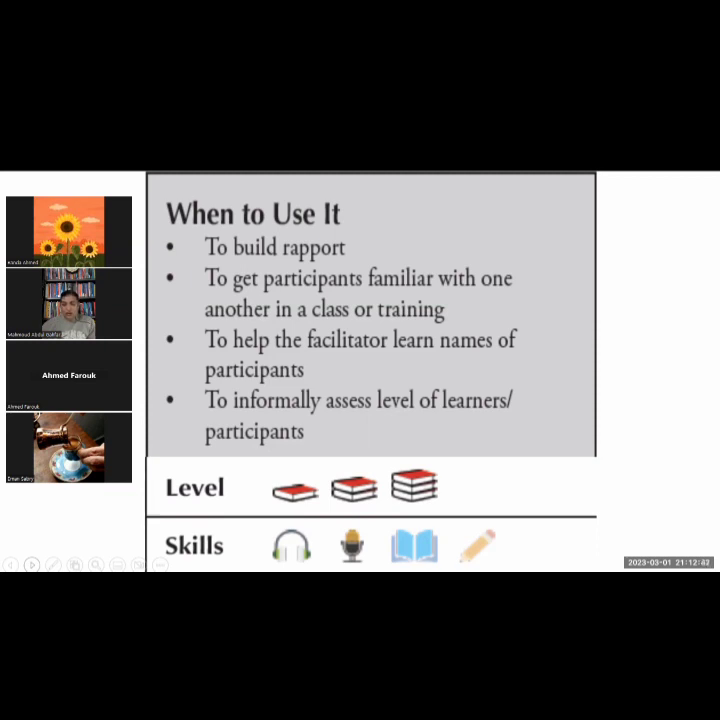The level of students can be primary stage, prep stage, and secondary stage, or any level. And the skills, we will see that this activity is very important for the listening skill, the speaking skill, the writing skill, and the reading skill. So it deals with 4 important skills, or 4 main skills. So if you want to know the names of your students, what can I do? We will see the procedures of this activity in the next slide.